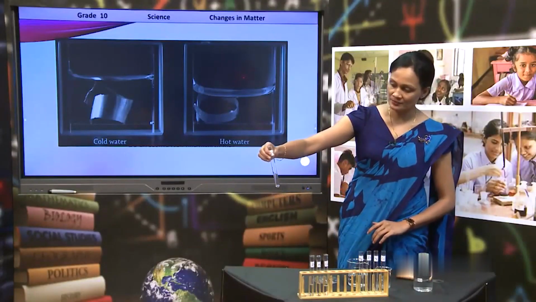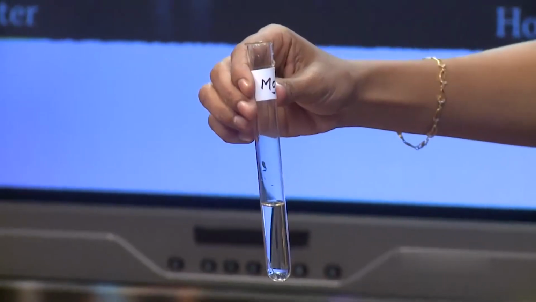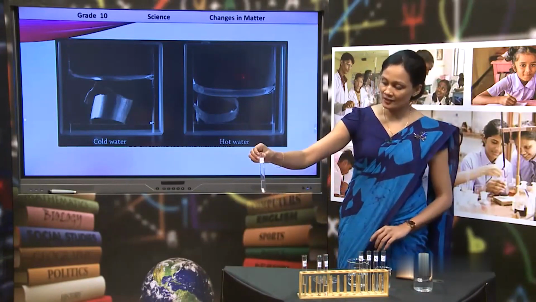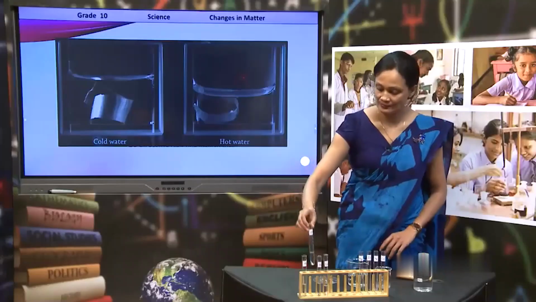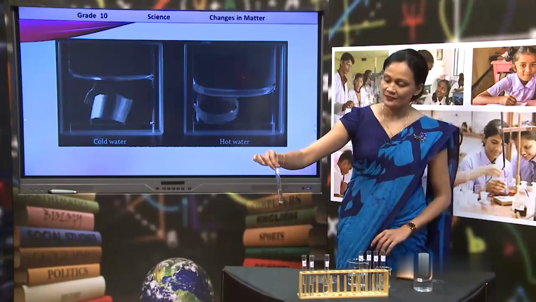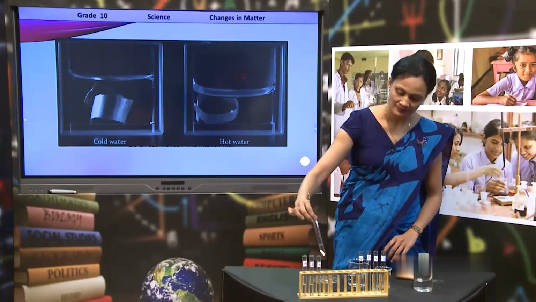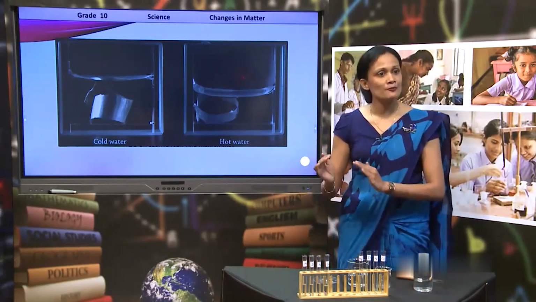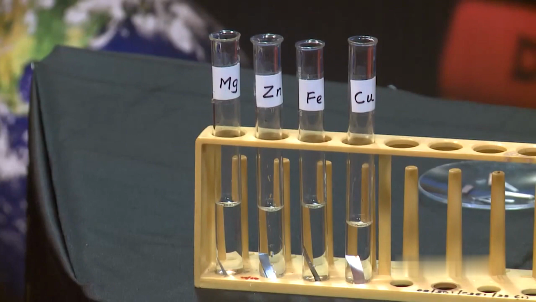If we take magnesium, there's no change occurring in it. And if we take zinc, here also there's no observable change. If we get iron, here also there's no observable change. And copper also the same. That means if we consider those 4 metals, they do not show observable change with cold water.